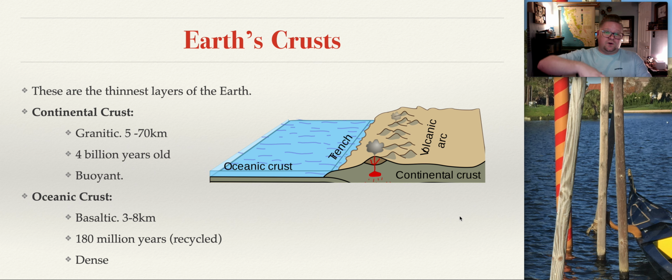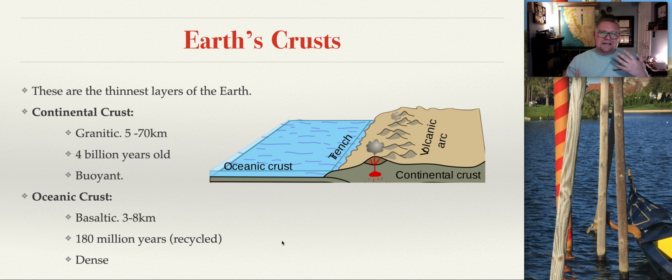Obviously, if you have areas with large mountain ranges that have been pushed up, your crust will be a lot thicker. If you're looking at a place that's had extreme volcanism, perhaps somewhere like Long Valley Caldera in California, or maybe Yellowstone National Park, you'll find that the crust is significantly thinner there because a lot of it has already been blown up. Our oldest crust is about 4 billion years old, and it's a lot more buoyant because, again, it's granite. It's a lot lighter, not as dense. Now, our oceanic crust is basaltic. It's about 3 to 8 kilometers thick. It's about 180 million years old, the oldest that we're observing, just because it's being recycled.